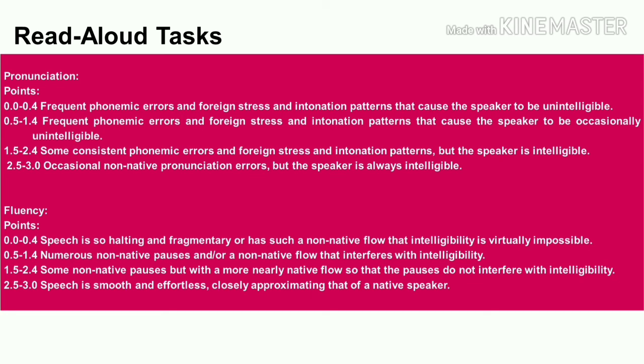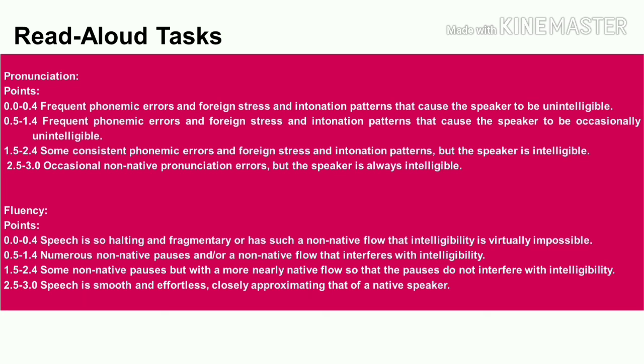0.0 to 0.4, frequent phonemic errors and foreign stress and intonation patterns that cause the speaker to be unintelligible. 0.5 to 1.4, frequent phonemic errors and foreign stress and intonation patterns that cause the speaker to be occasionally unintelligible. 1.5 to 2.4, some consistent phonemic errors and foreign stress and intonation patterns, but the speaker is intelligible. 2.5 to 3.0, occasional non-native pronunciation errors, but the speaker is always intelligible.